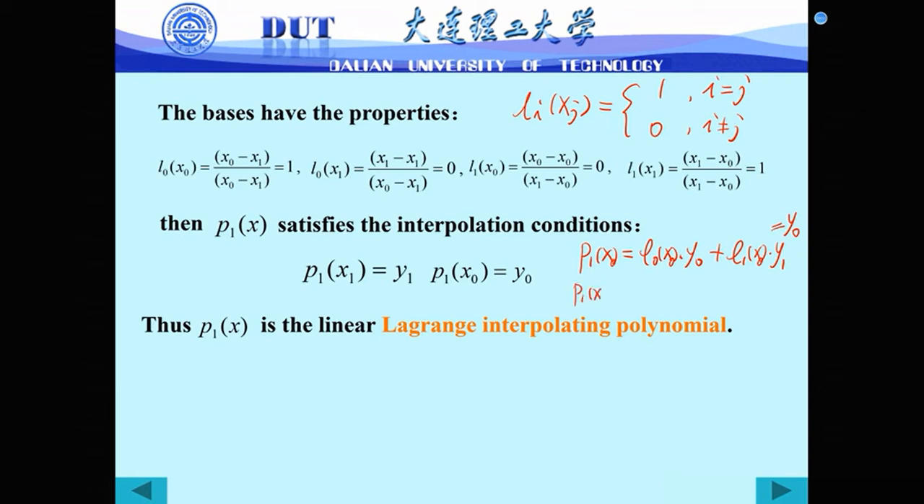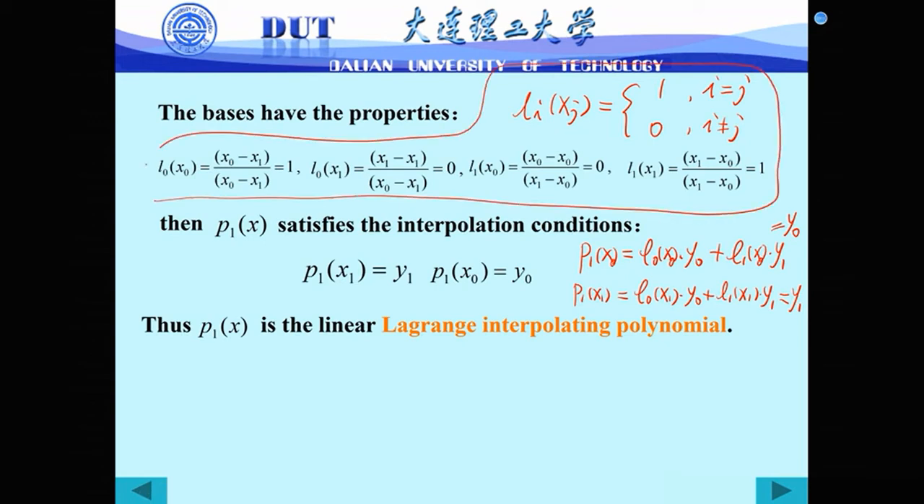And if we check P1(x1), that should be L0(x1) multiplied by y0 plus L1(x1) multiplied by y1. Now you see it should be y1, because this term is 0, but this term is 1. Clear? So these are very important interpolation properties. Next we will focus on these properties to construct the two bases.